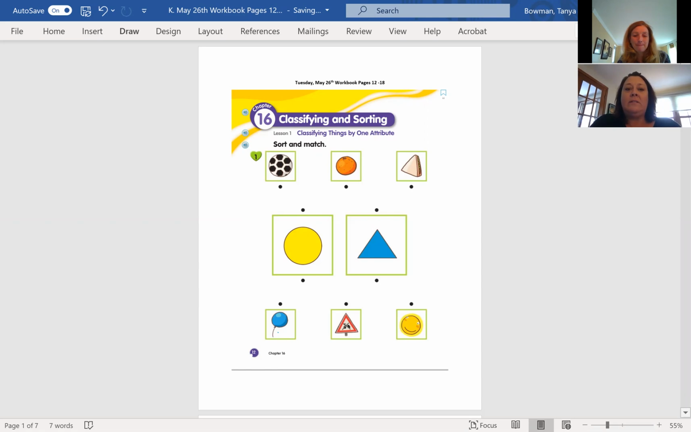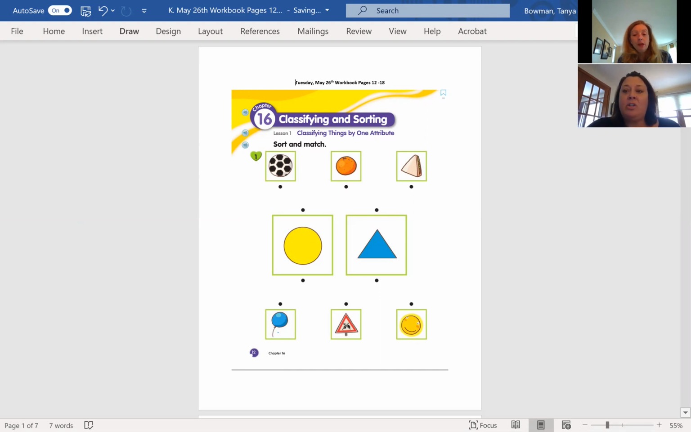All right, so today we are working on classifying and sorting. So when I sort some objects, boys and girls, we can sort by shape, color, size, and patterns. So our workbook pages today, we are going to practice that.